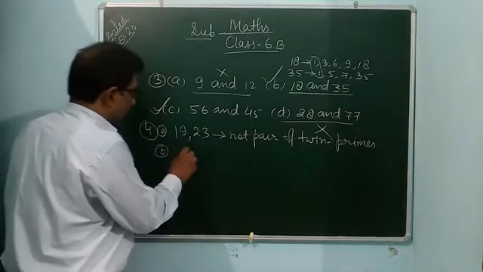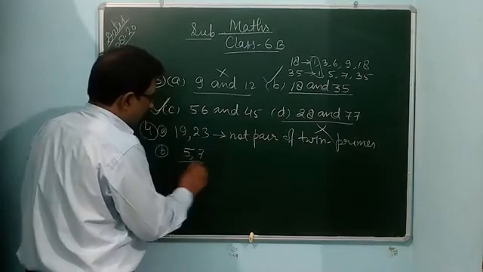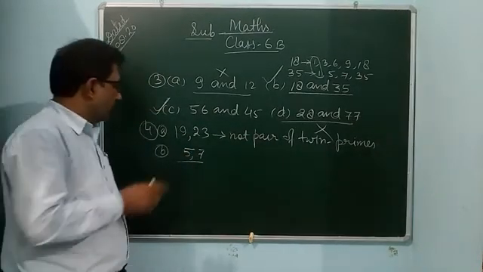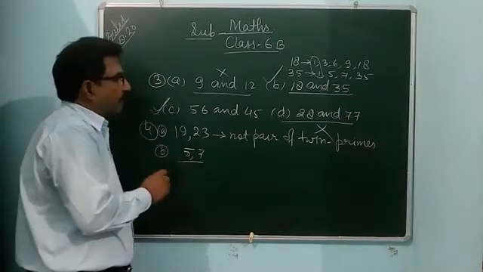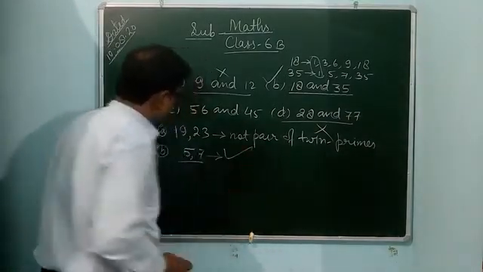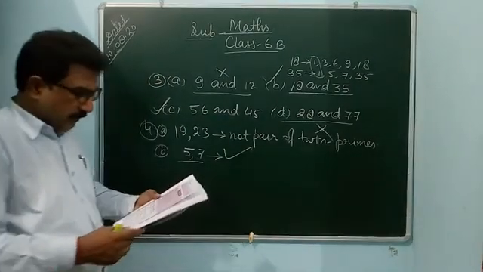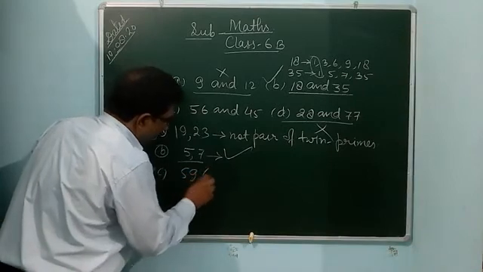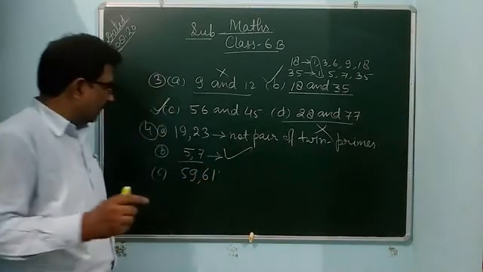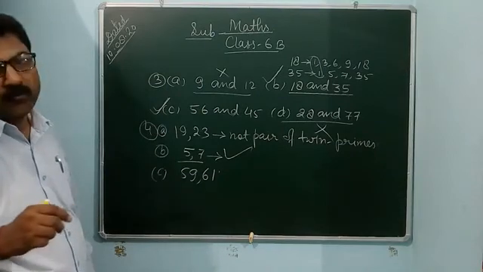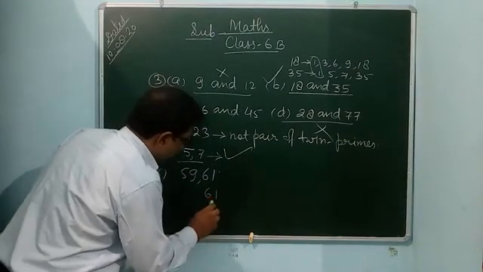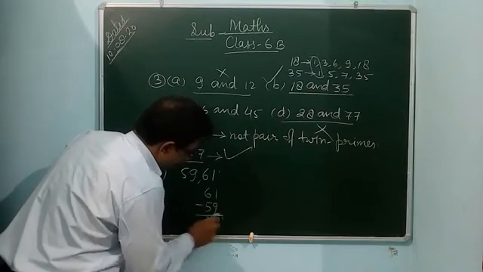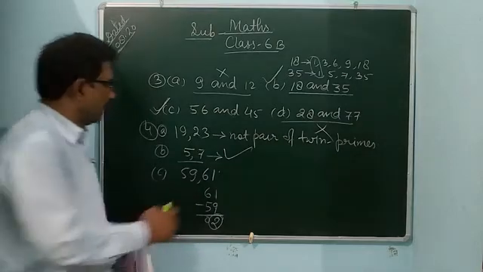But see option B, 5 and 7. They have a difference of 2, so this is a twin prime pair. And C, 59 and 61. The difference is 2: 61 minus 59 is 2. This is also a twin prime pair.